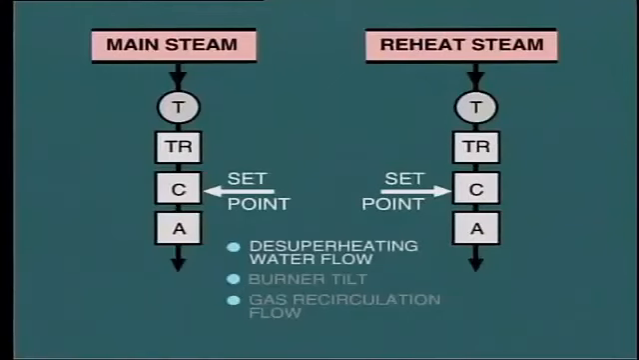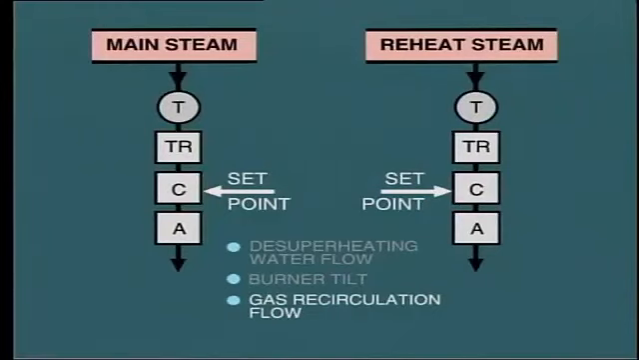Steam temperature control is also independent of the combustion control system. Final and reheat steam temperatures are measured and processed through a controller to actuate one or more attemperating devices, such as adjusting the flow of de-superheating water, adjusting the tilt of the burners, adjusting the flow of gas recirculation.